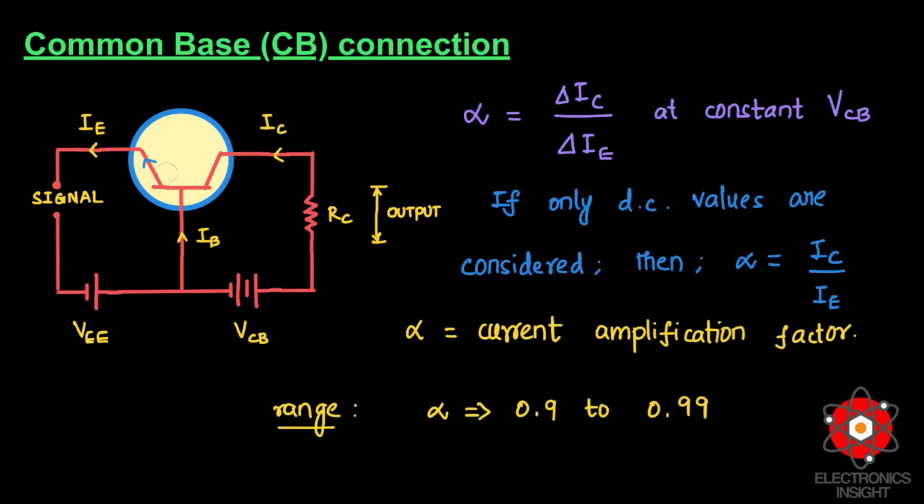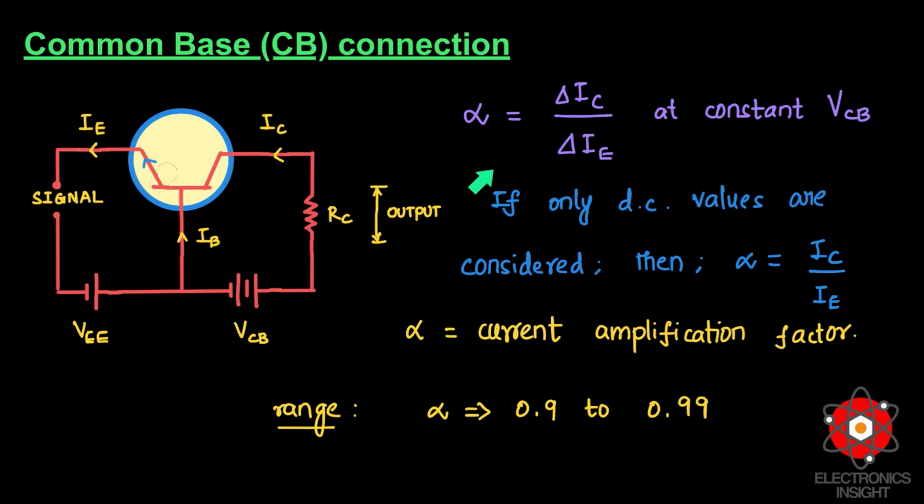Now we will discuss some parameters related to the common base configuration, and the first parameter taken for consideration is the current amplification factor, denoted by alpha, which is the ratio of output current to input current. In the common base connection, the input current is the emitter current and the output current is the collector current. The ratio of change in the collector current to the change in the emitter current at constant collector to base voltage is known as the current amplification factor.